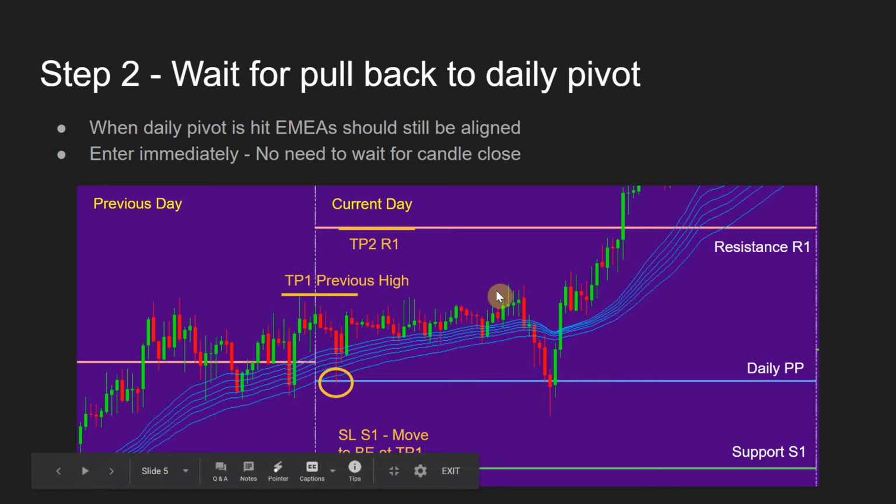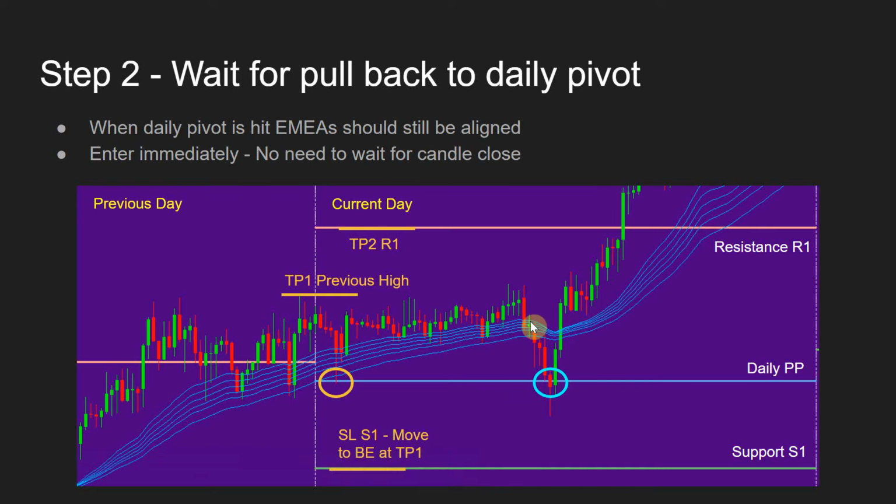And then in this particular example, you can see that price would have hit our break even at the daily pivot, and therefore we would have closed out on this trade at a scratch. But what you've also seen here is that it has hit the pivot point again.